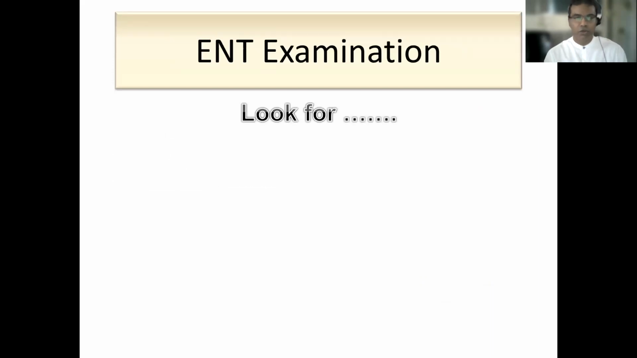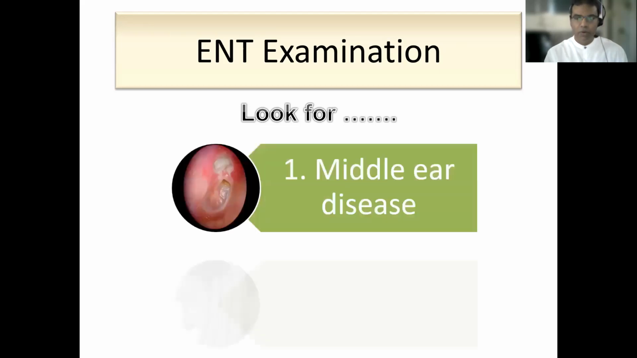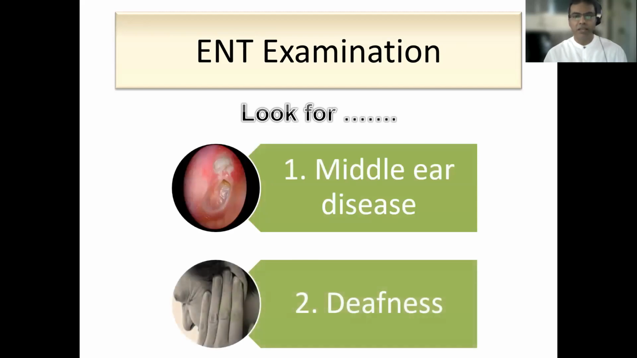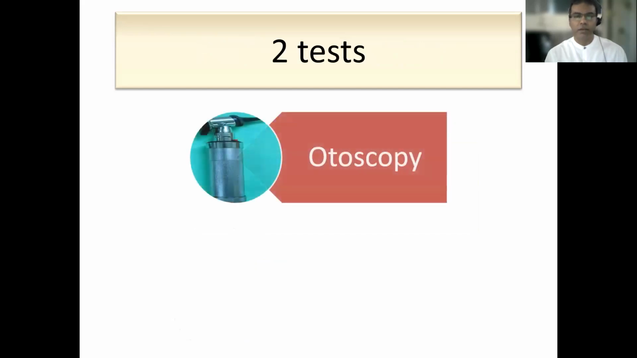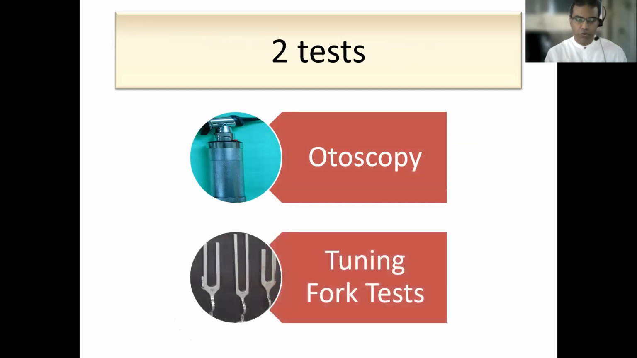Okay, ENT examination is not just for ENT surgeons; it's for any doctor managing or looking into patients with dizziness or vertigo. We want to look for basically middle ear disease or deafness. And how do we do that? We do 2 simple tests. One is we perform an otoscopy, that is, we put an otoscope into the patient's external ear canal and we look for findings of middle ear disease. And then we perform tuning fork test, which will give us a rough idea whether the patient has conductive or sensory neural hearing loss.